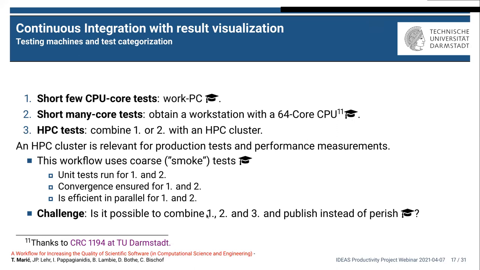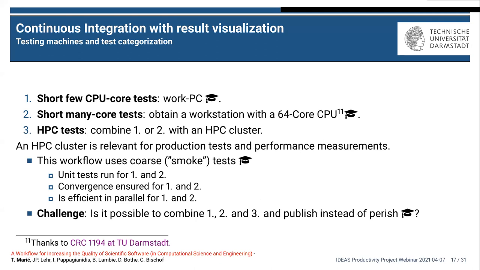Is it possible? Of course, it's possible to combine these two tests, short few-CPU-core and short many-core tests, with an HPC machine. It's natural, yes. The question is, is this possible in our environment with our boundary conditions? So with the pressure that we have, can we figure out a simple workflow that will allow us to do this very, very easily?